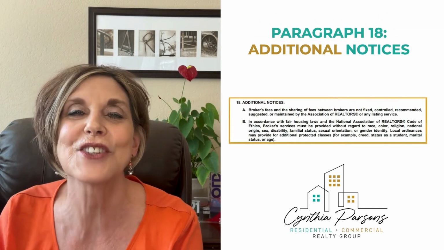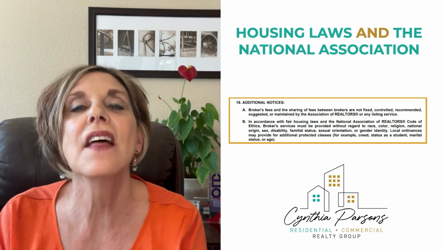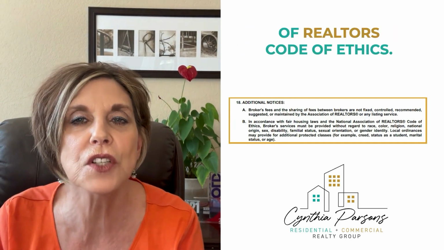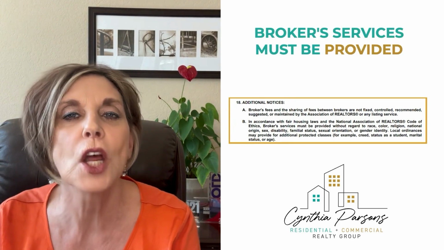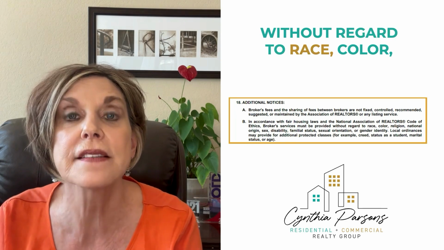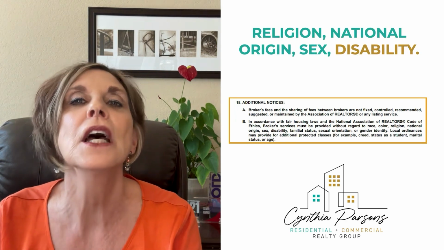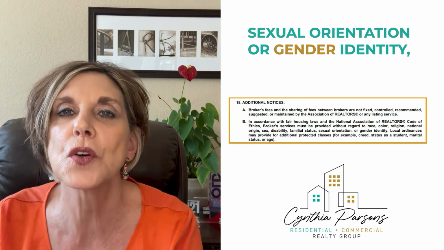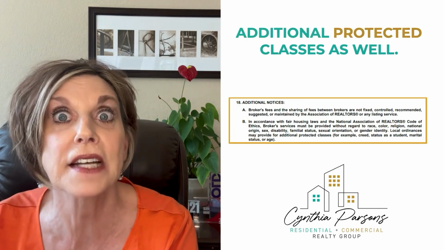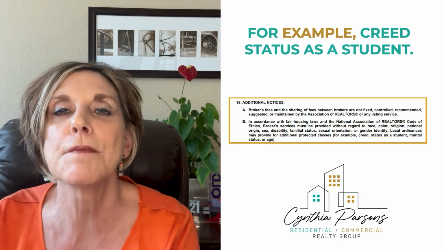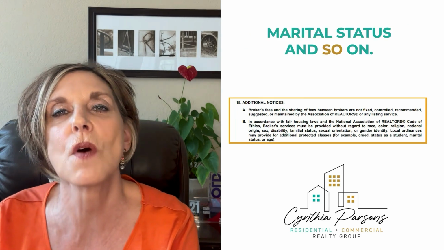Paragraph 18, additional notices, includes A: in accordance with fair housing laws and the National Association of Realtors Code of Ethics, brokers' services must be provided without regard to race, color, religion, national origin, sex, disability, sexual orientation, or gender identity. Local ordinances may provide for additional protected classes as well. For example, creed, status as a student, marital status, and so on.